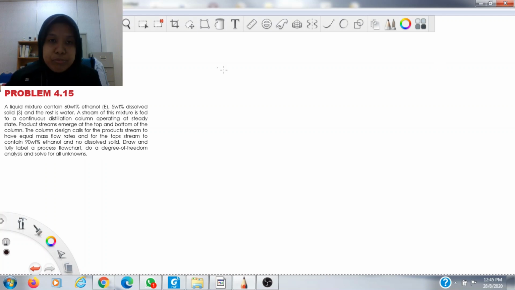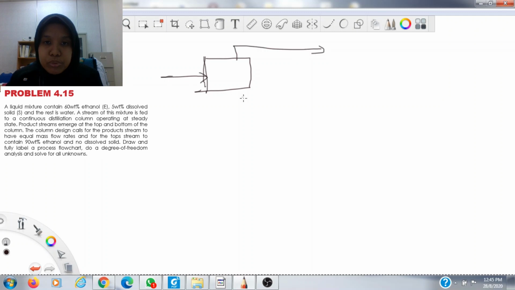So for this problem, problem 4.15 from the textbook, the unit operation here is a distillation column. First of all, from the question, try to figure out the block flow diagram. Because this is a distillation column, usually you will have one input and two outputs, which are the top stream and the bottom stream.